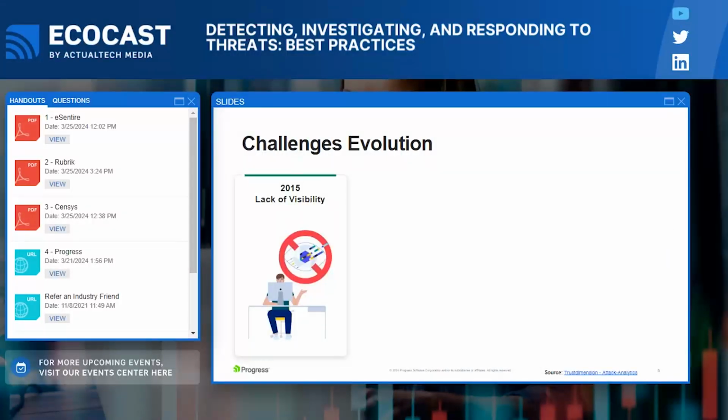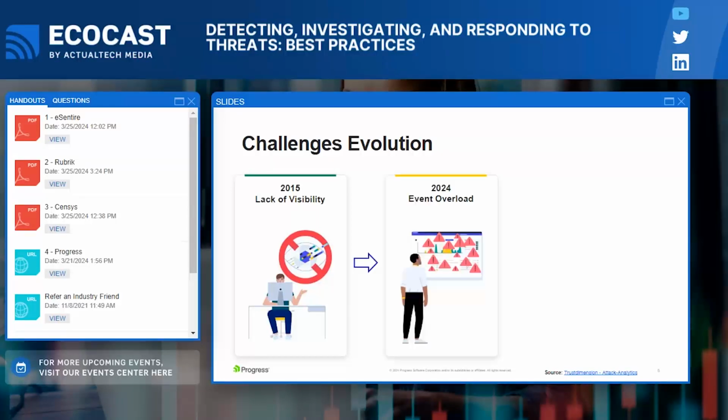Okay, so in 2015, cybersecurity operations faced a significant hurdle, the lack of visibility. Back then, organizations struggled to gain insights into their network activities, making it difficult to detect and respond to threats effectively. This lack of visibility left security teams in the dark and really unable to identify potential risks lurking within their systems. Fast forward to 2024, and the landscape has transformed dramatically. We now find ourselves dealing with a different kind of challenge, event overload.